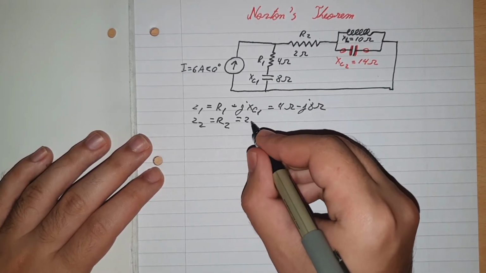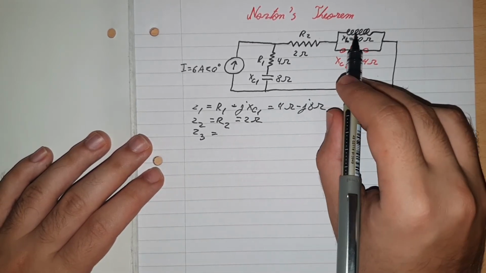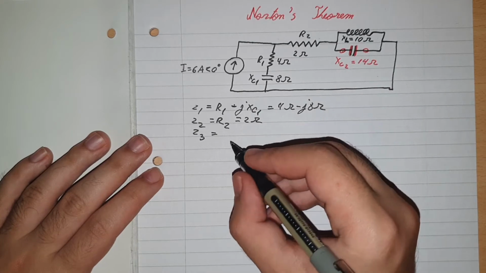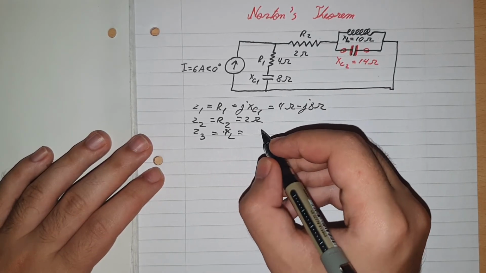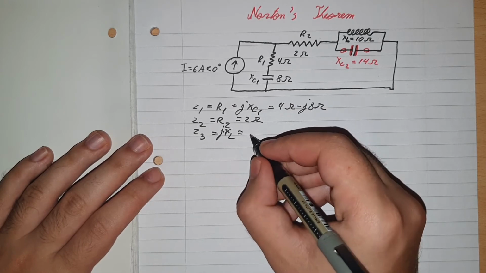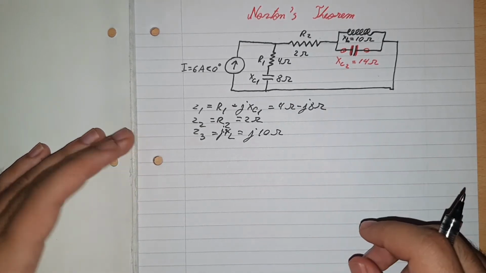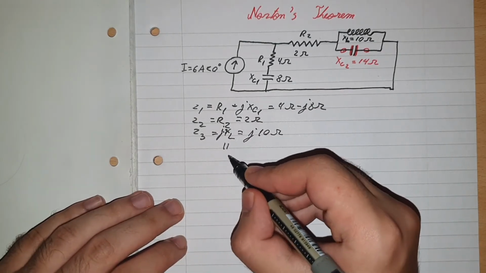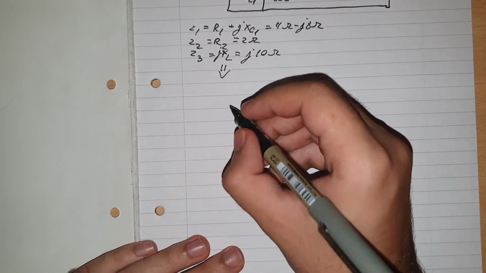So R2 will be equal to 2 ohms, and then Z3 will be the leftover component, which will be the inductor here. So it will be XL, and that will be equal to jXL, which is equal to j10 ohms. Alright, now we can redraw the circuit like this with the Z values.